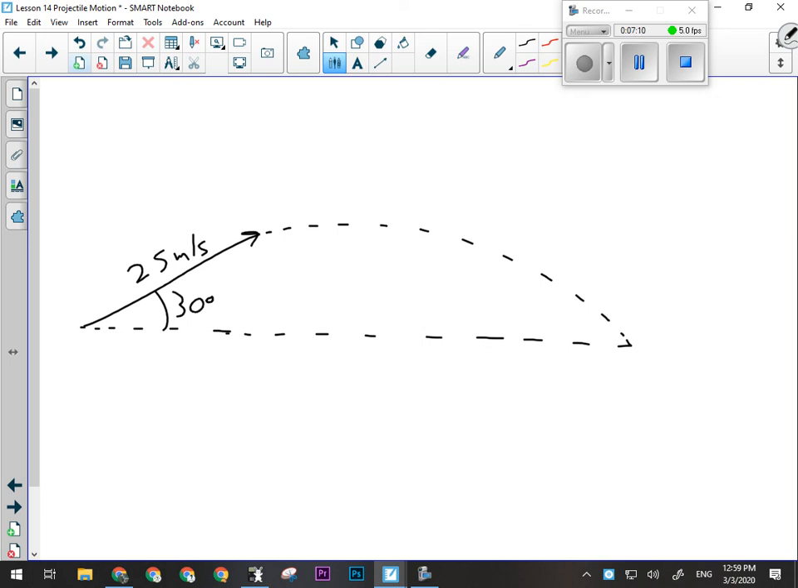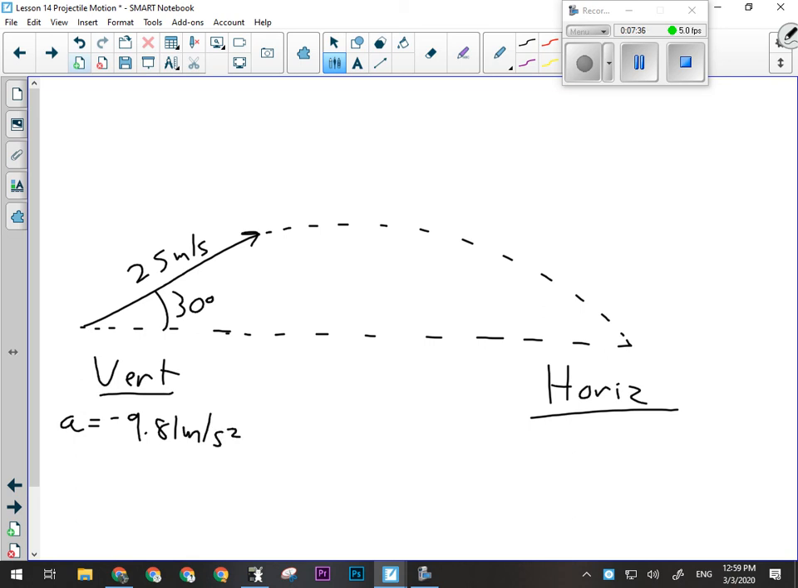Now does it actually give me more than one piece of information? It does. But again, I want to break this up into vertical parts and horizontal parts. I have a piece of information vertically that I know right now. What is it? Right, the acceleration is 9.81, but it's negative this time. Why am I making it negative this time? Because you threw the object up and gravity is forcing it.